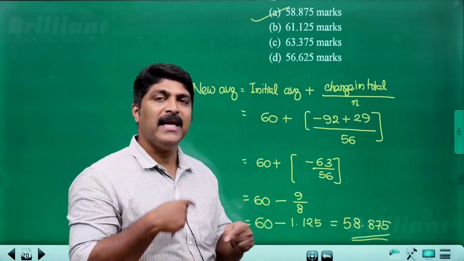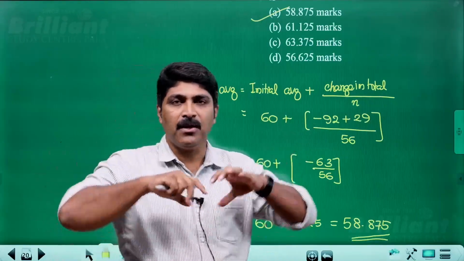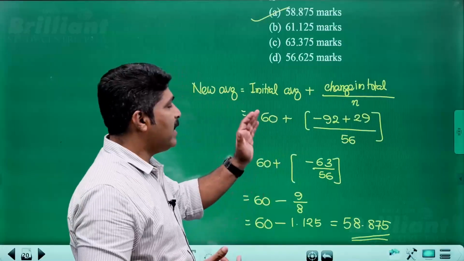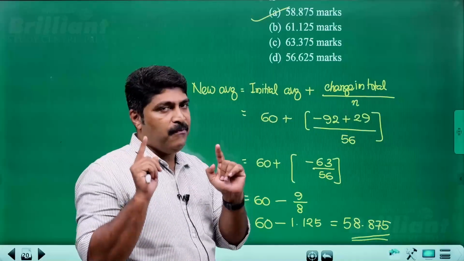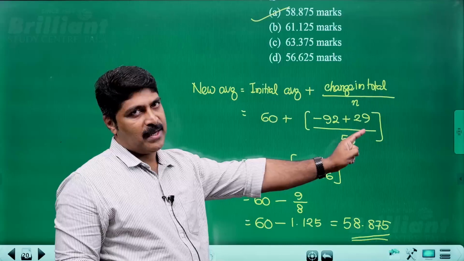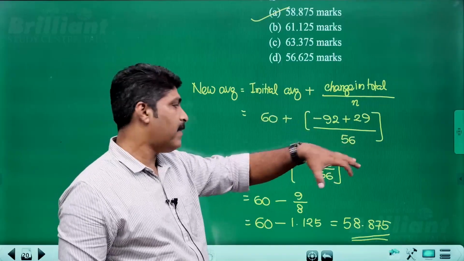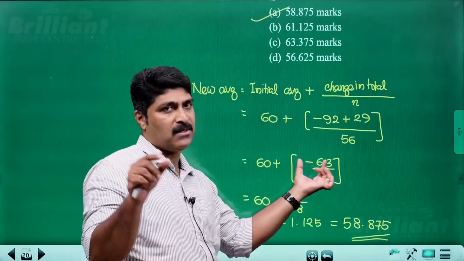Don't forget, this is a case of replacement, not addition or removal. So it's a replacement only. Only one observation we replaced with another one observation. Through that replacement, what happened? Our total decreased by 63.